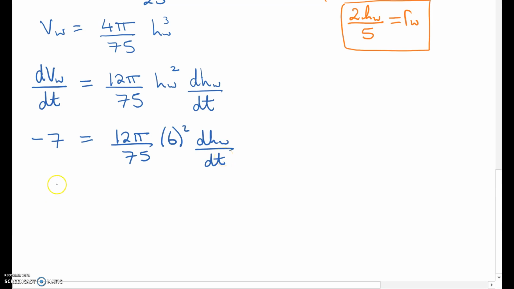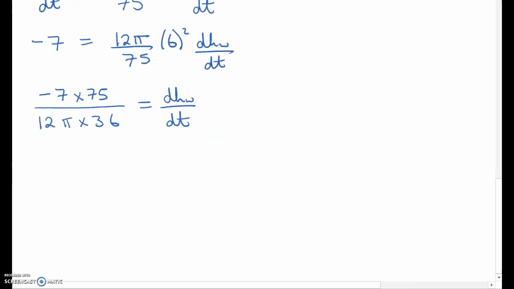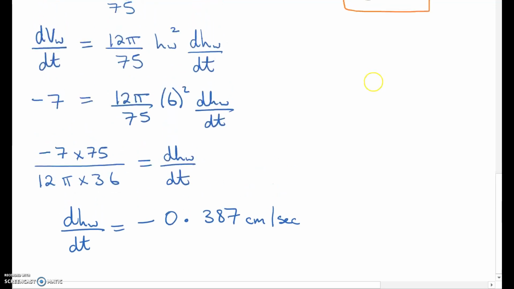And if we rearrange this a little bit, we get negative 7 times 75 over 12 pi times 36 is equal to dHW dt. And then that's something just to do on your calculator. If you do that on your calculator, you get dHW dt is equal to negative 0.387 centimeters per second.